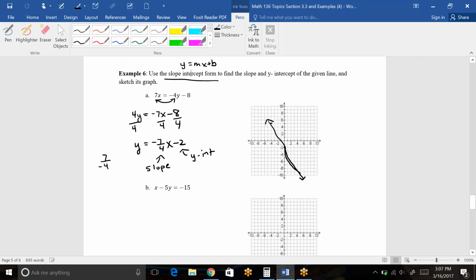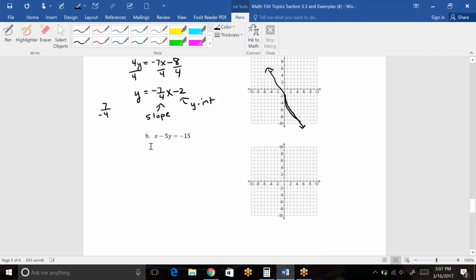All right, and then for B part, we have to solve this one for y, so I'm going to subtract the x over. Don't lose this negative in front of that 5. Divide everything by -5. This would be 1/5 x plus 3, so positive 3, and this is up 1, right 5. So up 1, right 1, 2, 3, 4, 5. I could go the other direction as well, but as long as you have two good points, you can draw the line.